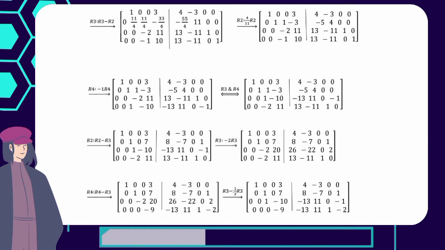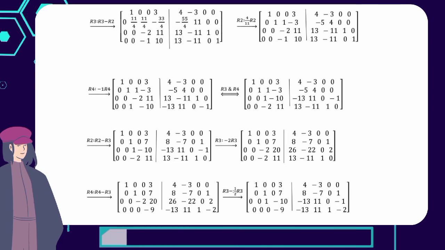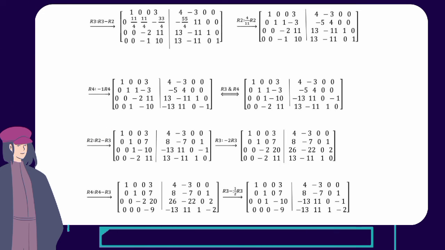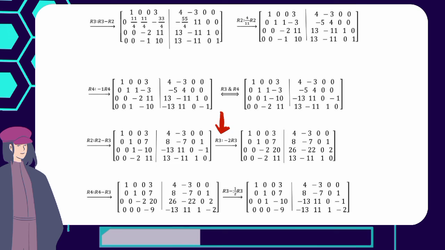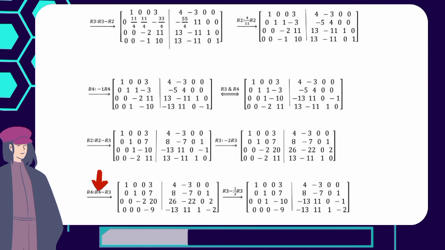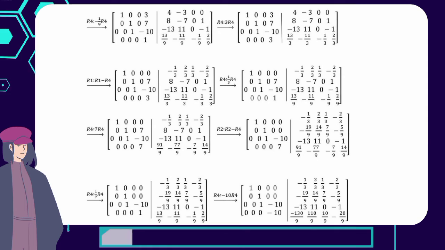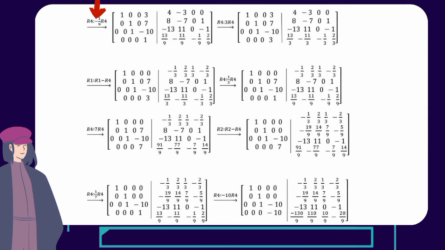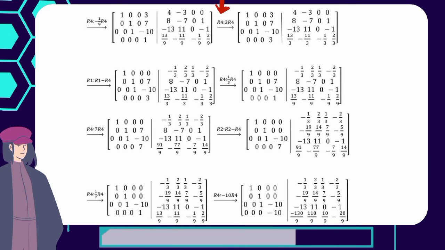Find the pivot in the third column by inverting the sign in the whole row, and swap the fourth and the third row. Subtract the third row from the second row, then multiply the third row by -2. Subtract the third row from the fourth row and restore it. Make the pivot in the fourth column by dividing the fourth row by -9. Then multiply the fourth row by 3.